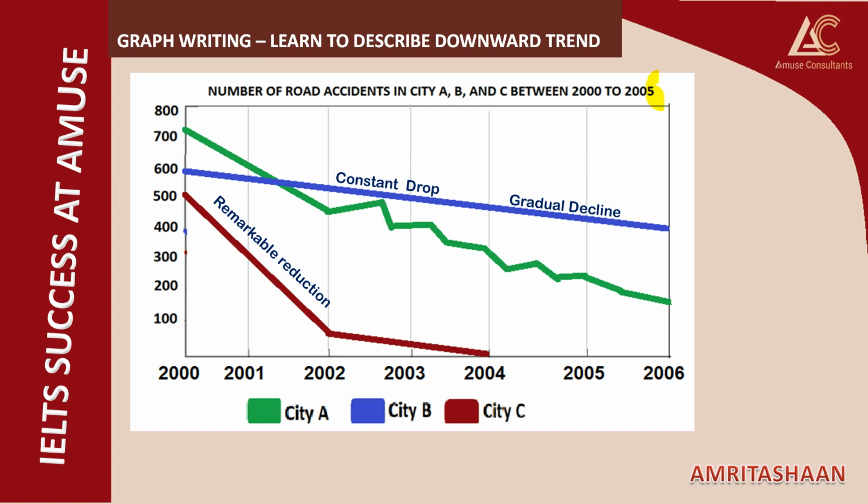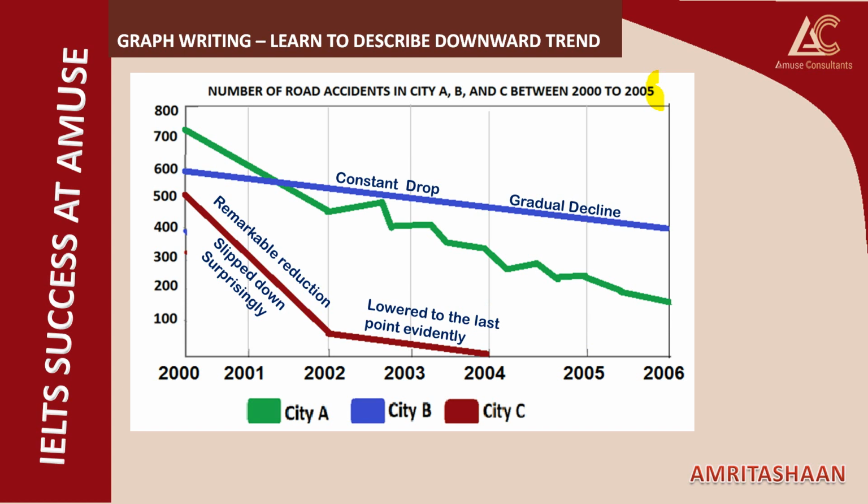For city C, we are saying that for the early 2 years there was a remarkable reduction. Yes, it is a remarkable reduction because the figure of accidents has come down from 500 to less than 100. Slipped down surprisingly, the road accidents slipped down surprisingly. They are coming to an ending point. So this is a welcoming change.